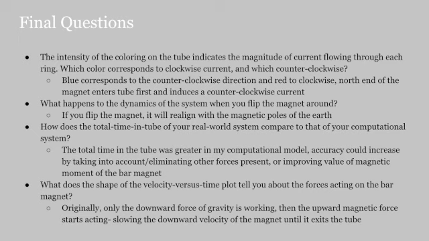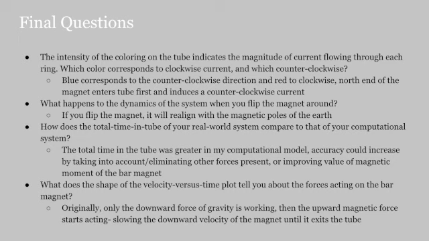And so some final questions regarding this experiment. The intensity of the coloring on the tube indicated the magnitude, and so I determined that blue corresponded to the counterclockwise direction and red to the clockwise, because the north end of the magnet entered the tube first, and this would induce a counterclockwise current. If the magnet was flipped around, the magnet would still realign with the magnetic poles of the Earth, so it would not affect the dynamics of the system.